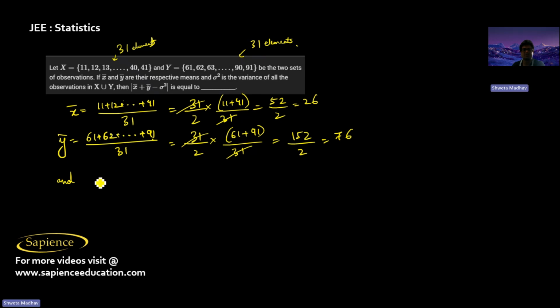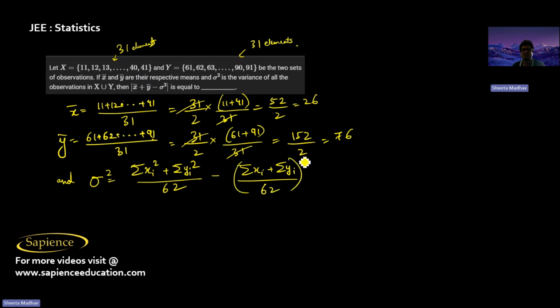And sigma square is the variance of all these observations. So sigma square will be equal to summation xi square plus summation yi square, divided by 62 elements, minus summation xi plus summation yi divided by 62, the mean, whole square.